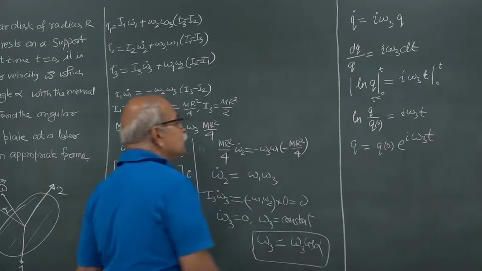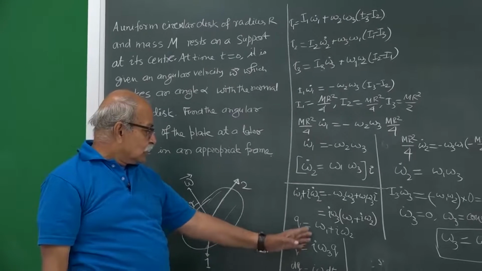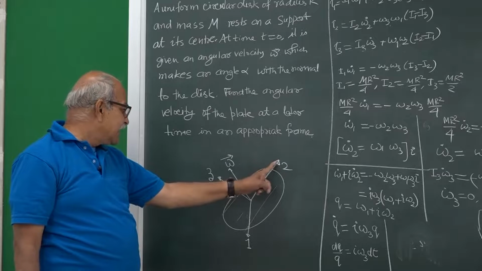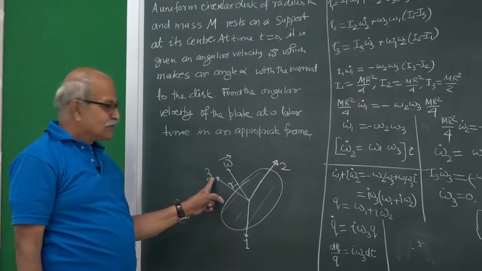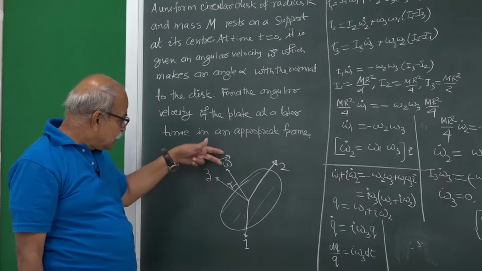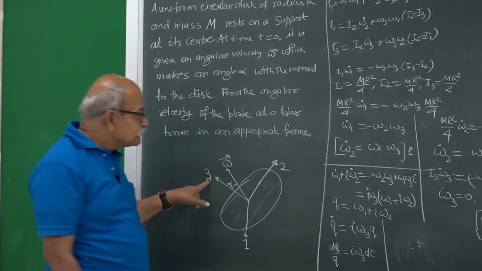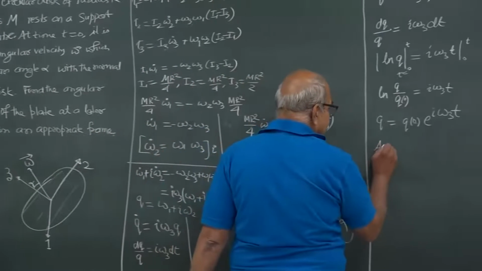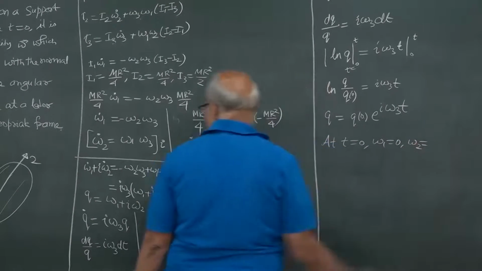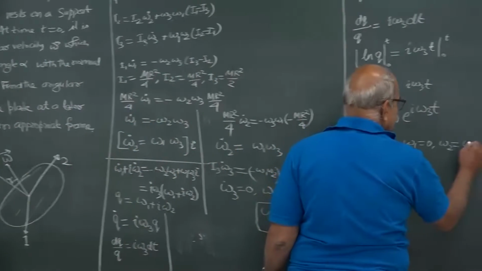What is this q 0? At t equal to 0, what is q? Q is defined here. At t equal to 0, I had taken my 2 axes in the plane of omega and this 3 axis. So, these are in one plane and this is perpendicular to that plane, and therefore, this omega has no component in one direction. So, omega 1 is 0. So, at t equal to 0, omega 1 is 0 and omega 2 is omega sin alpha. So, it is omega sin alpha.